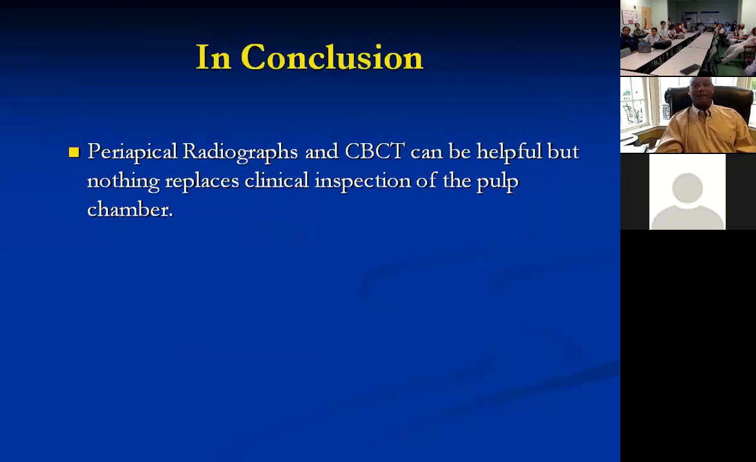Radiographs and CBCT can be helpful, but nothing replaces just really inspecting the pulp chamber. And I was telling you before, sometimes I go in, I'll do a root canal, and I'll find 3 canals. And I say, you know what, let me go back, take another look. I'm getting ready to fill, and everything's cleaned out. And I'll go back and take another look, and I find a 4th canal. So while you're working, it's always good to constantly inspect and re-inspect your pulp chamber.